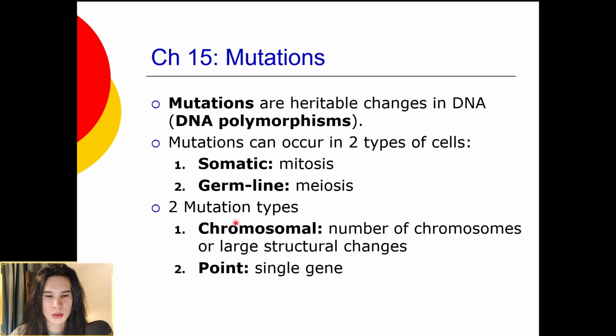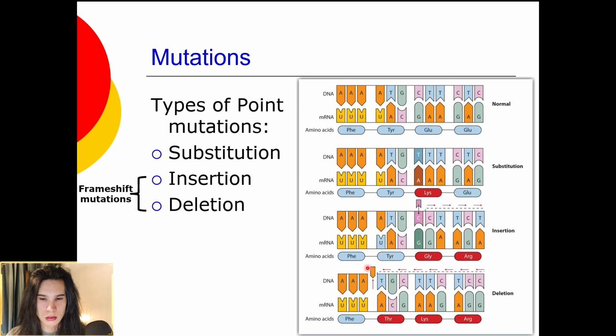So we have two different types of mutations. We could get chromosomal mutations, which are going to alter the total number of chromosomes. And when we do that, that's going to lead to very, very large structural changes. We could also get point mutations, where we're mutating a single gene within a genome.